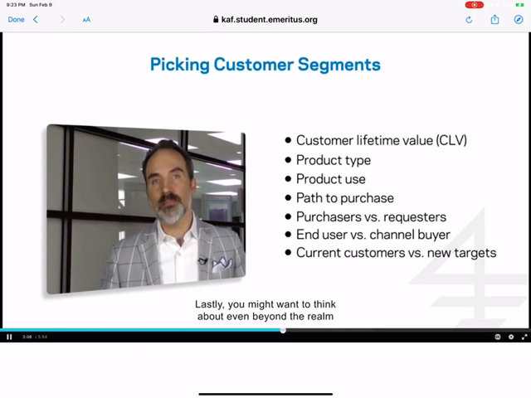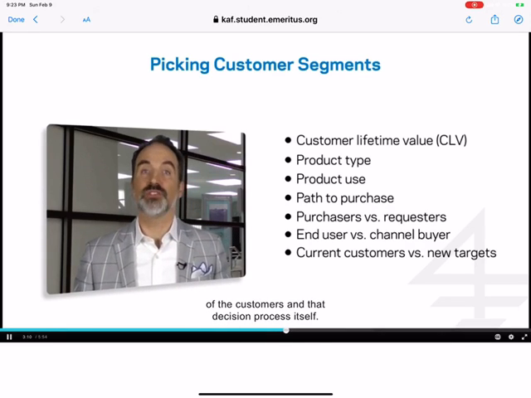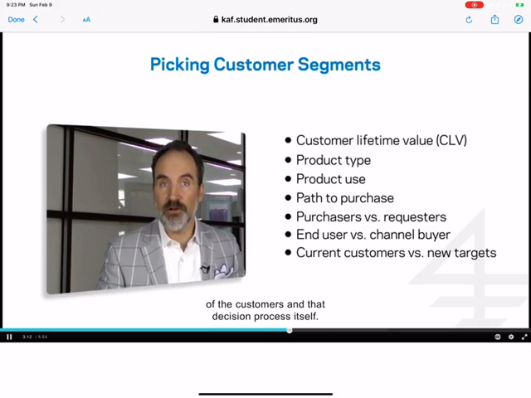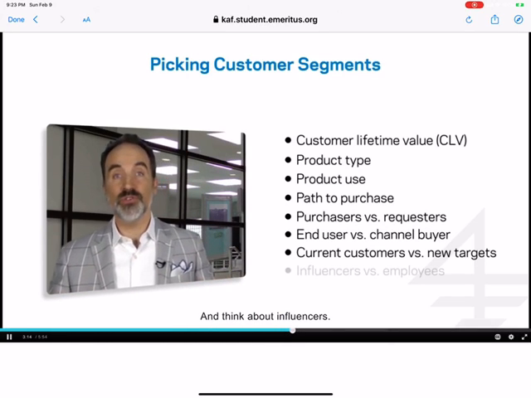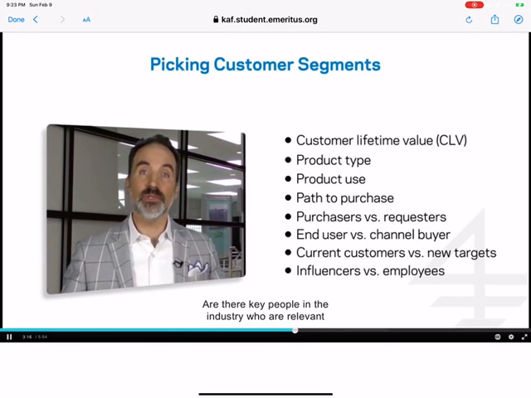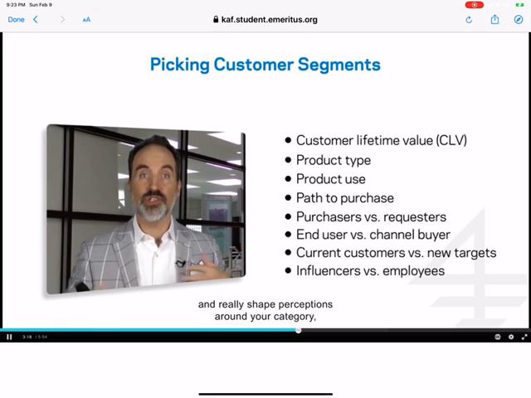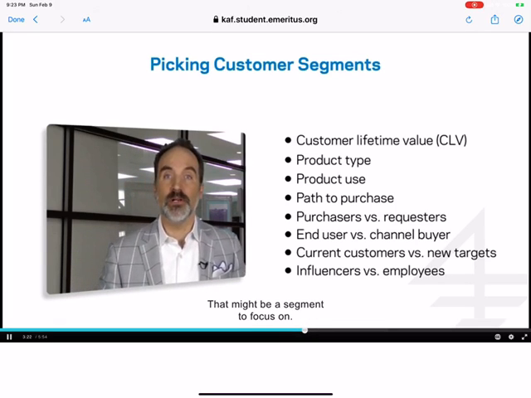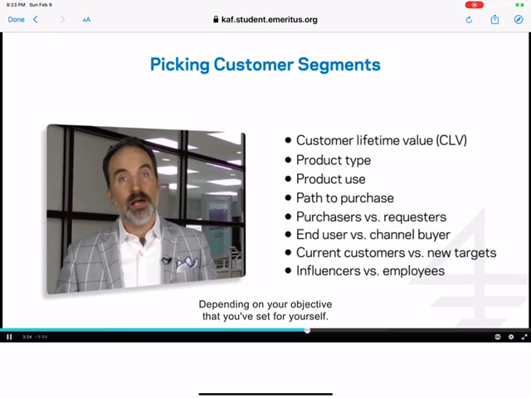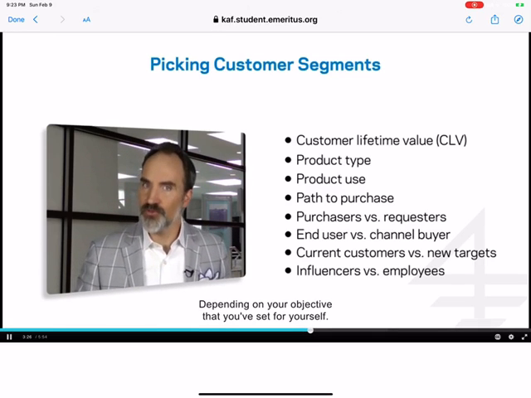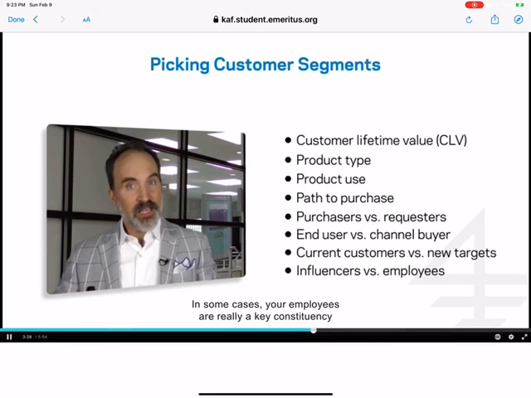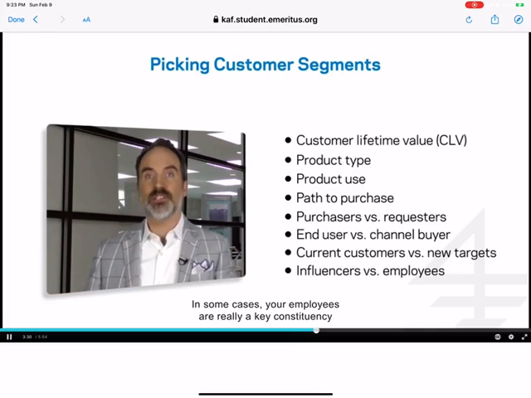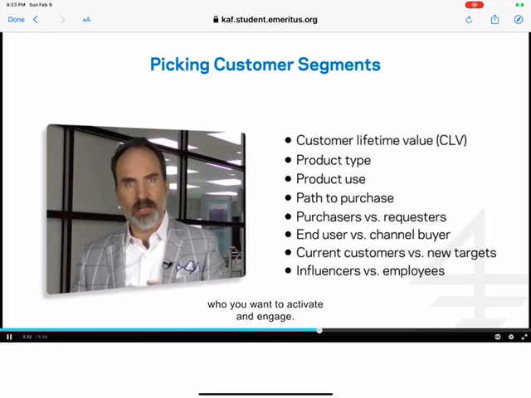Lastly, you might want to think beyond the realm of the customers and that decision process itself and think about influencers. Are there key people in the industry who are relevant and really shape perceptions around your category, your business, your brand? That might be a segment to focus on. And employees, depending on the objective you've set for yourself. In some cases, your employees are a key constituency who you want to activate and engage.